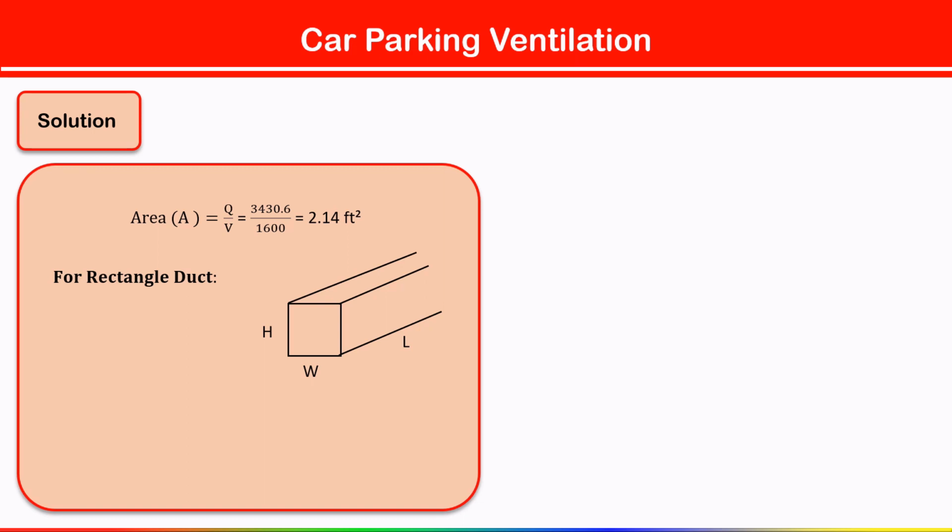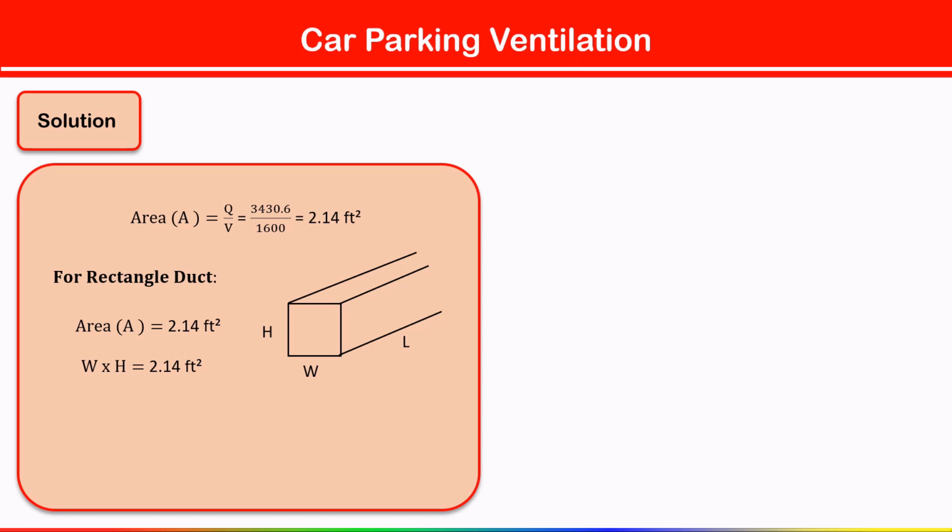So what is our main target? We are finding out the size of the duct, this width and height. What is the width and height of this duct? This is our main target. The area we have calculated, if you remember, is 2.14 square feet. Now tell me, what is the area of a rectangle? It is simple: width into height. So here you write width into height is equal to 2.14.